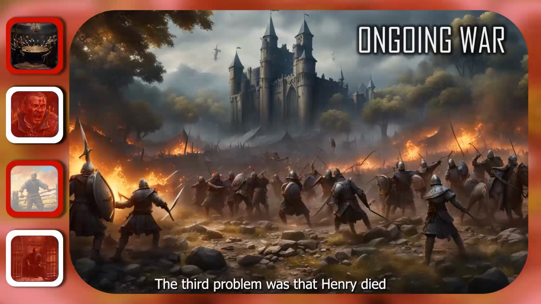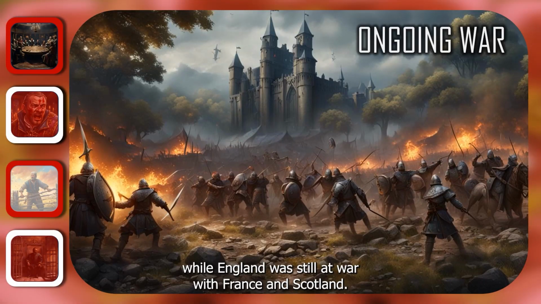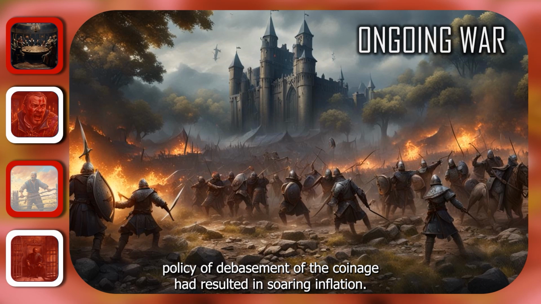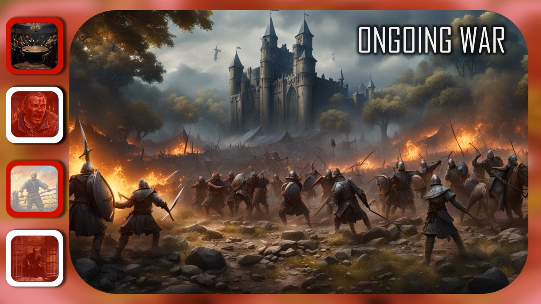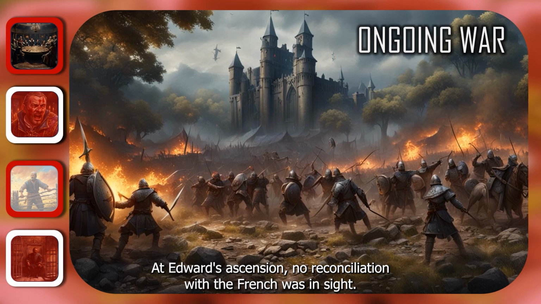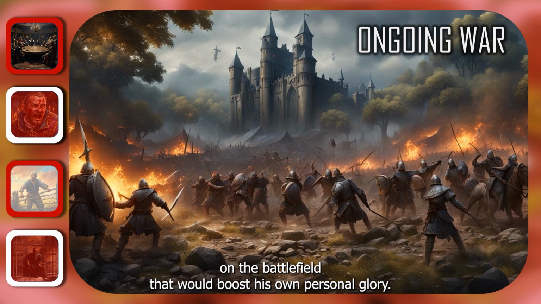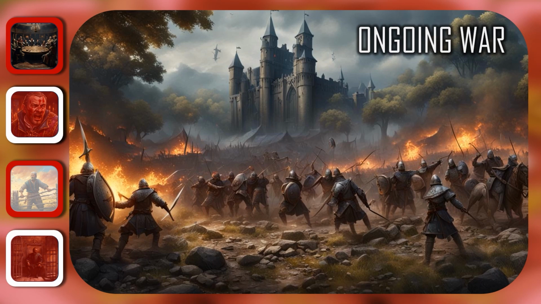The third problem was that Henry died while England was still at war with France and Scotland. This war had thus far cost £2 million, and Henry's short-sighted policy of debasement of the coinage had resulted in soaring inflation. At Edward's ascension, no reconciliation with the French was in sight. Somerset was a military man. He wanted the opportunity to achieve further victories on the battlefield that would boost his own personal glory. Therefore, he decided to continue the war.